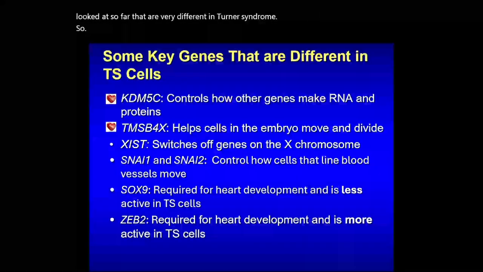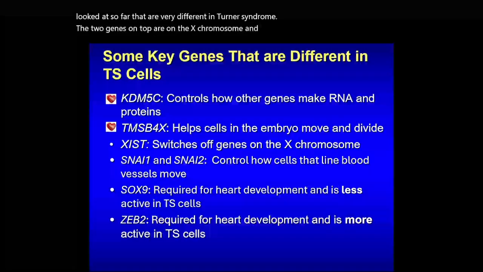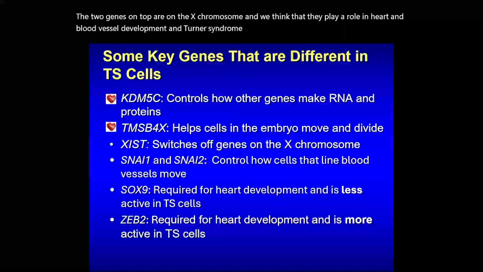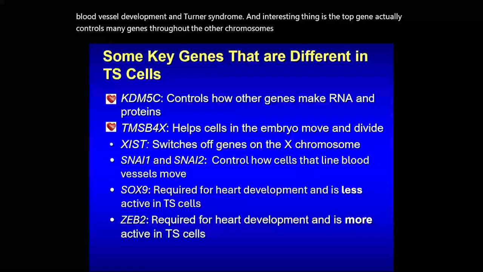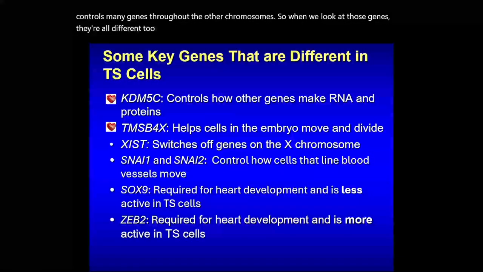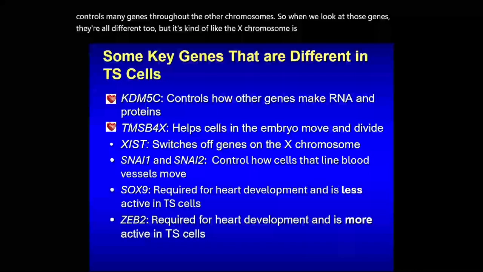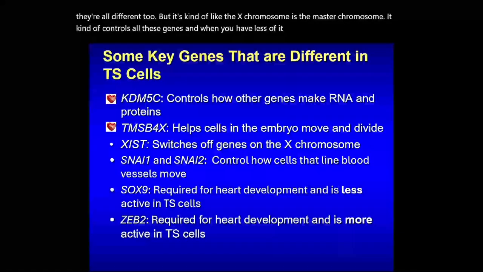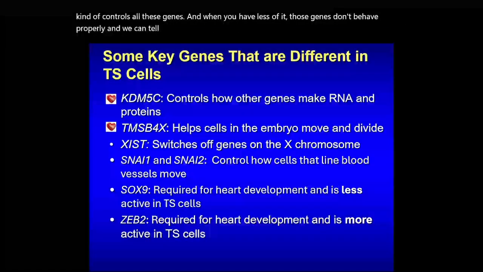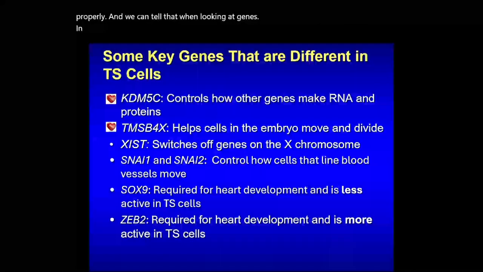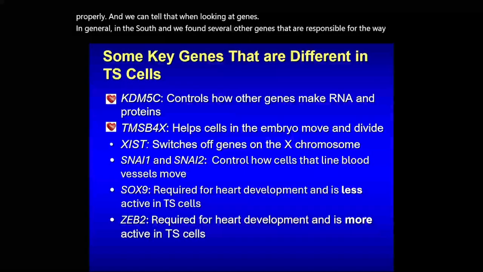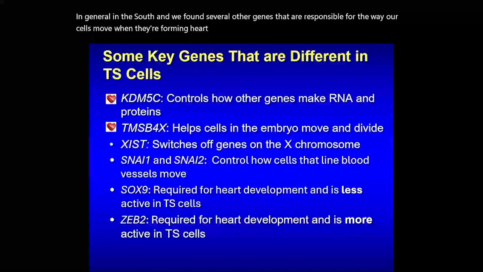So the 2 genes on top are on the X chromosome, and we think that they play a role in heart and blood vessel development in Turner syndrome. And interesting thing is the top gene actually controls many genes throughout the other chromosomes. So when we look at those genes, they're all different too. But it's kind of like the X chromosome is the master chromosome. It kind of controls all these genes. And when you have less of it, those genes don't behave properly. And we can tell that when looking at genes in general in the cells. And we found several other genes that are responsible for the way cells move when they're forming heart valves. They're not normal in Turner syndrome.